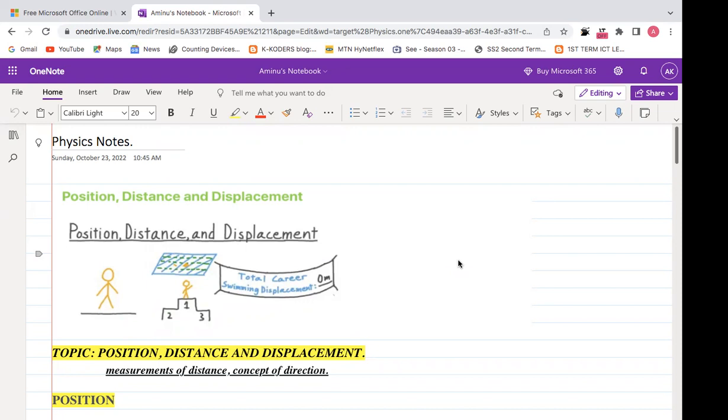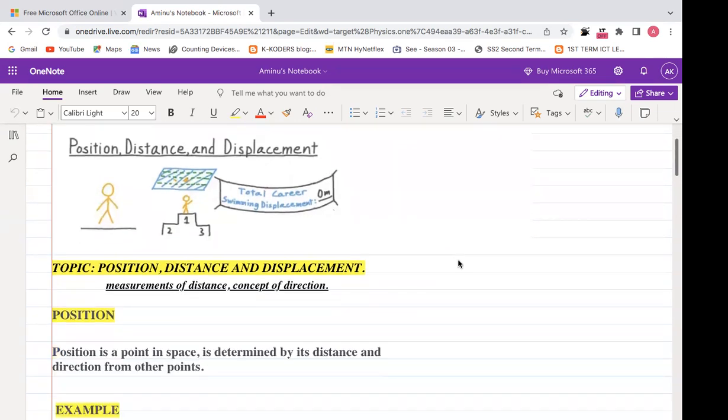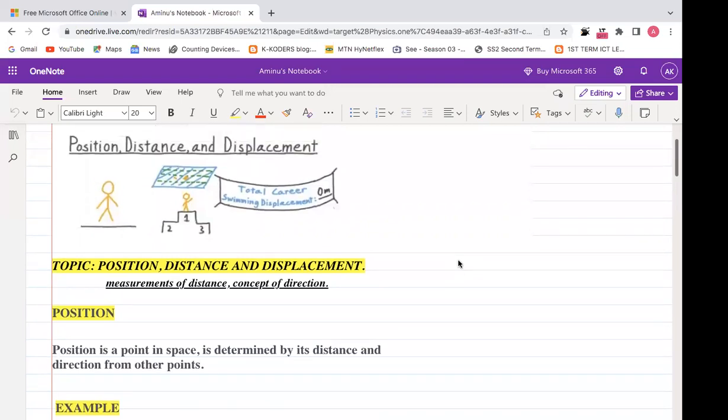All right, so let's go straight to the objective of the lesson. By the end of the lesson today, we're supposed to be able to define position, distance, and displacement, and carry out some simple calculations involving distance and displacement as well.